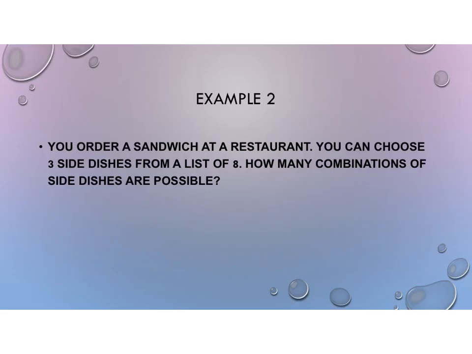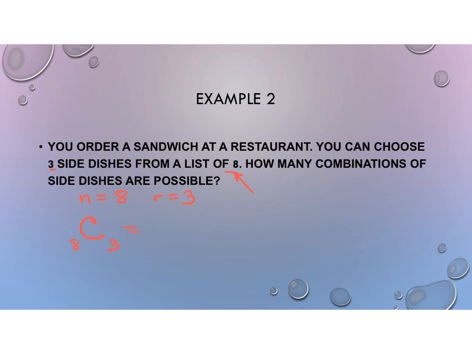Let's look at another example. So here it says you order a sandwich at a restaurant. You can choose 3 side dishes from a list of 8. And it wants us to find out how many combinations of side dishes are possible. Now, when we go to set this up, our n value is always larger than our r value. So the 8 is our n value and the 3 is our r value. So I'm going to use the notation in the formula that I just saw in the previous slide.